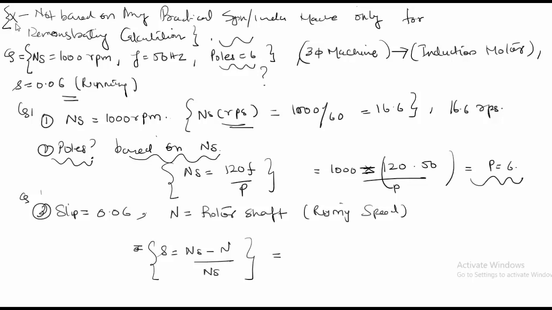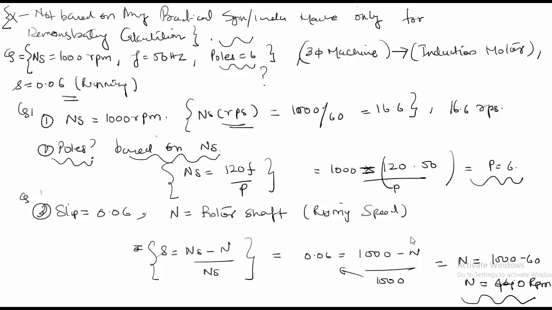So based on the formula of the slip, it can be given as 0.06 is equal to Ns, which is 1000, minus N, divided by 1000. So when you solve this, N comes to 1000 minus 60, because if you multiply, it will give 60, and your N is equal to 940 rpm.